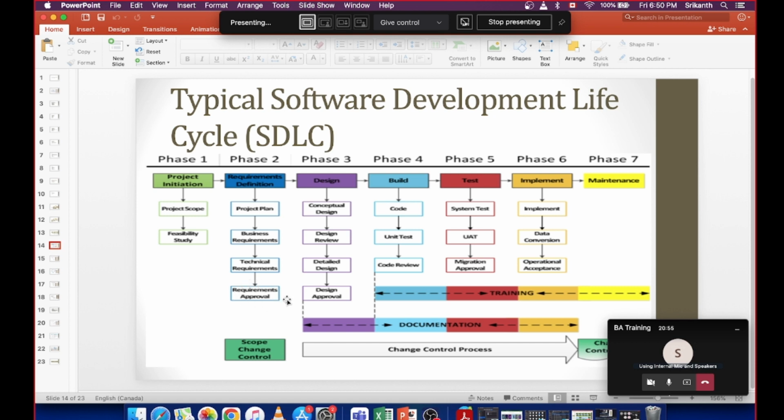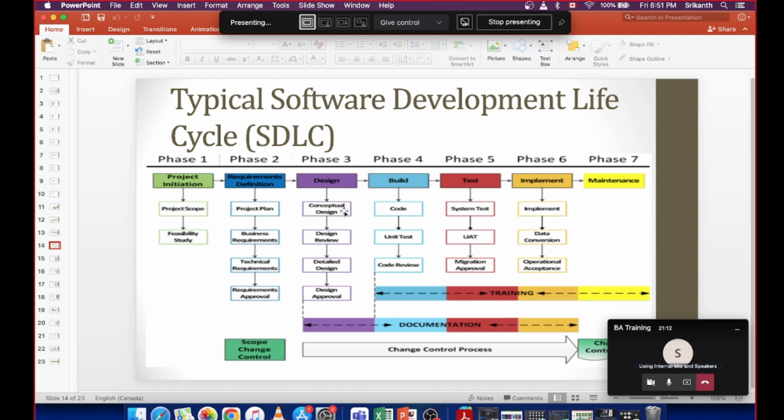You usually use a term called sign off for this. So when you have documented everything from the business, you send it to business for review and sign off. And once the requirements are signed off, then they'll be moved on to the design phase.